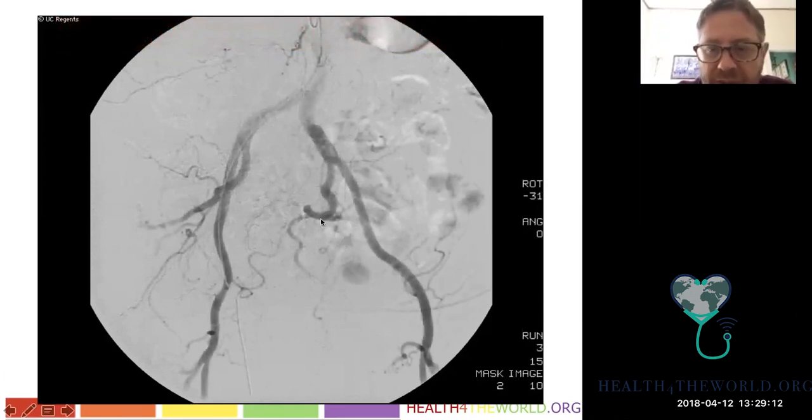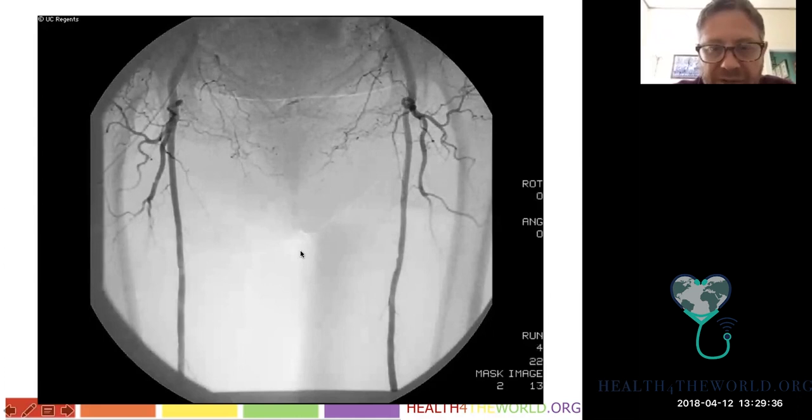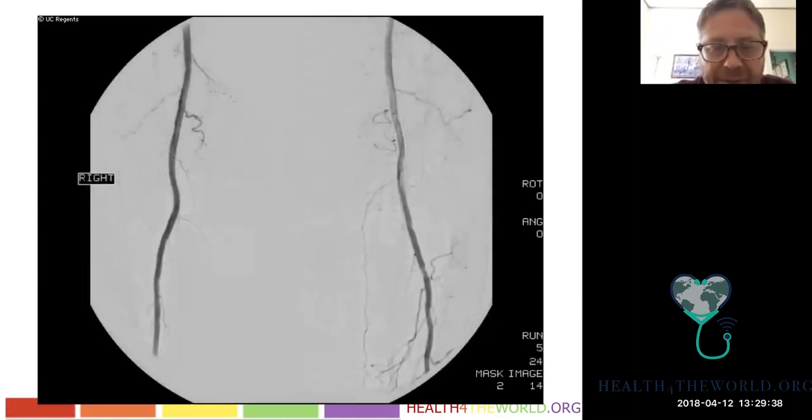Now we're doing the other contralateral obliquity. So this is going to be an RAO to look at the left internal iliac and left external iliac. Remember I said before that the external iliac doesn't have many branches, and it's true. See, there's no branches here until you get down here. And we start to do a runoff where we take pictures as we move down the leg and the thigh. We see that there's some irregularity here, but nothing looks too bad.